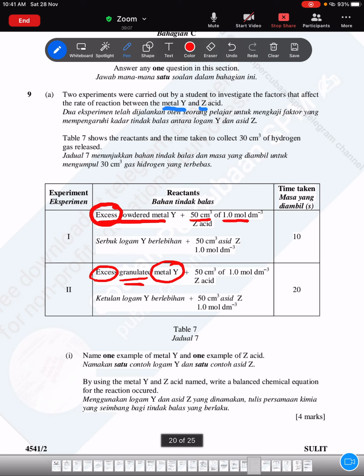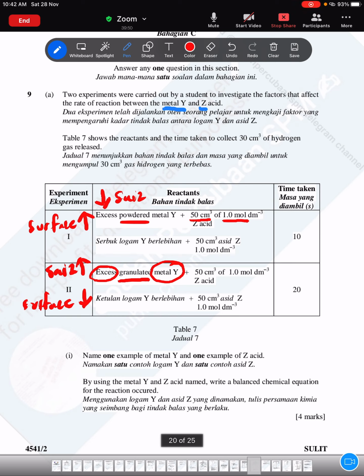Guys, actually, in this particular question, what factor are we going to discuss? Very good. The size is a factor. The powder has a higher surface area. Of course, it is smaller in size, so higher surface area. On the other hand, the granulate, the size is bigger and the surface area will be smaller.